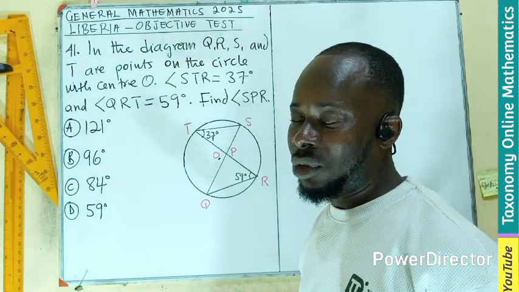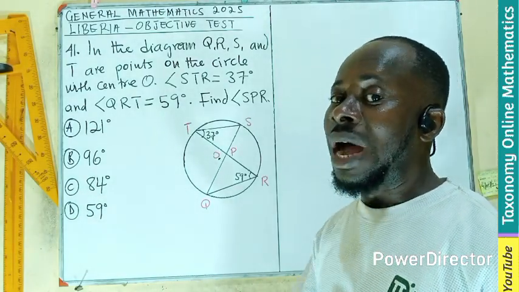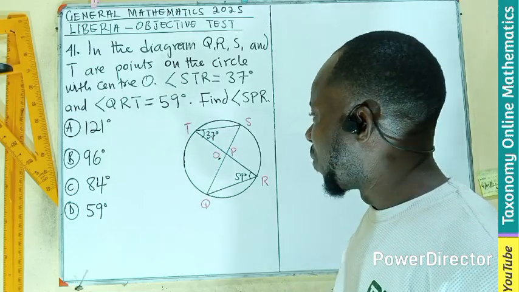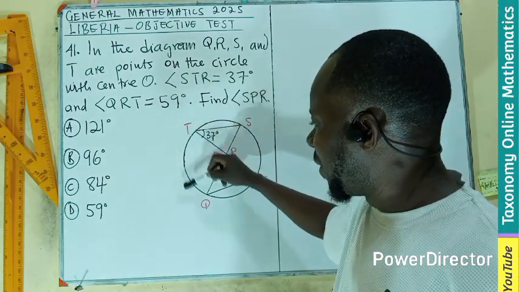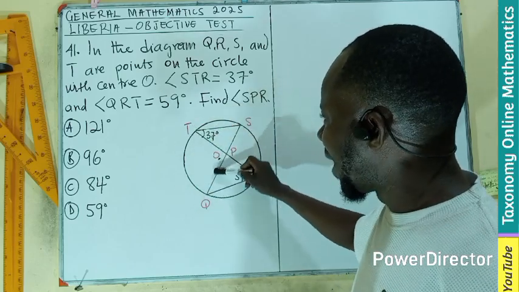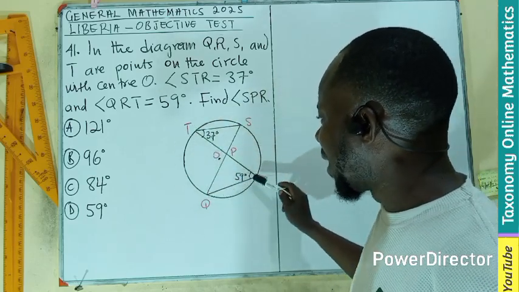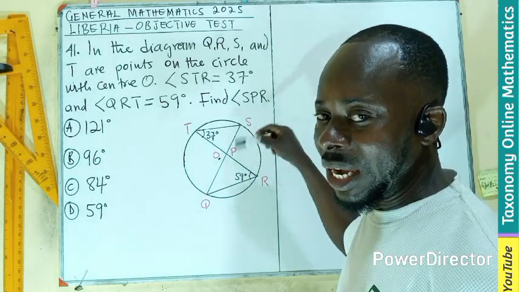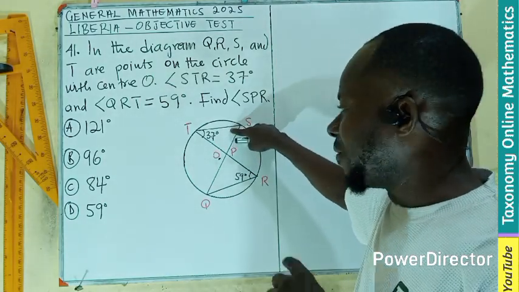Remember, under circle theorem, we need to identify the type of theorem that you are going to apply. Here, if I look at it, I can see that the arc TQ subtends the angle here at S. The same arc subtends the angle 59. So these two angles are going to be equal. Alright, so it means here will also be 59.